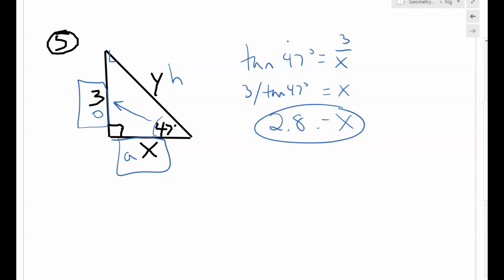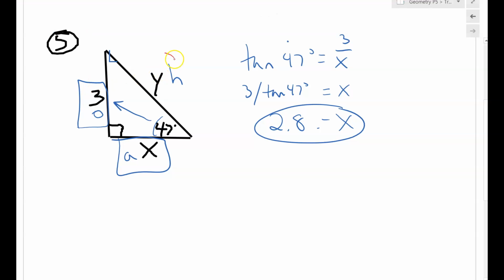All right, so technically speaking, I could use the Pythagorean theorem now. A squared plus b squared equals c squared, right? I could go 2.8 squared plus 3 squared equals y squared. I would suggest not. If you made a mistake here, you're definitely going to make a mistake there. Plus, we need to practice trig. So let's use trig.